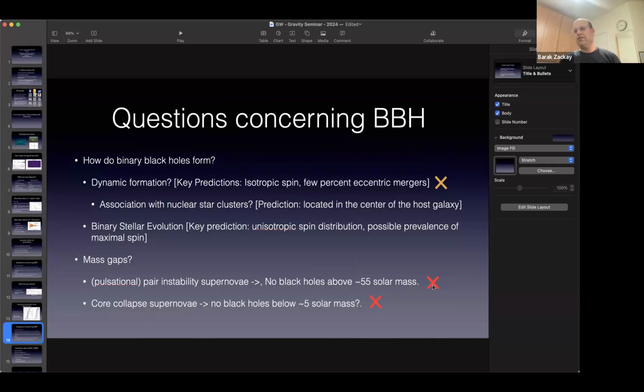There was a big surprise in 2003 when they found events below 5 solar masses and even below 3 solar masses, which is even confusing. Is it a black hole, a neutron star? What is it? What's going on?